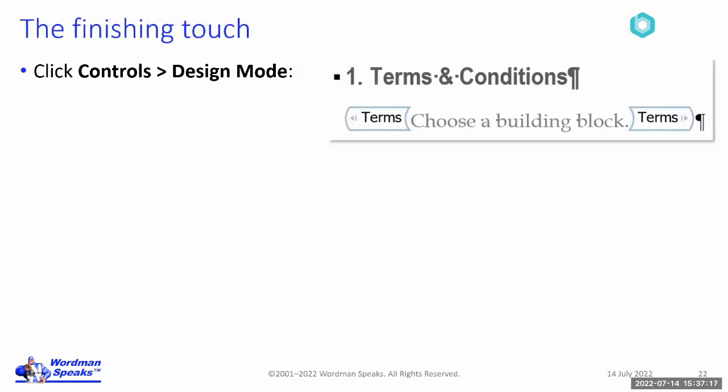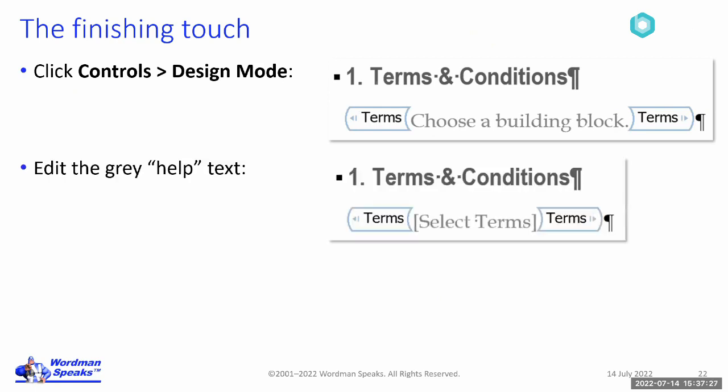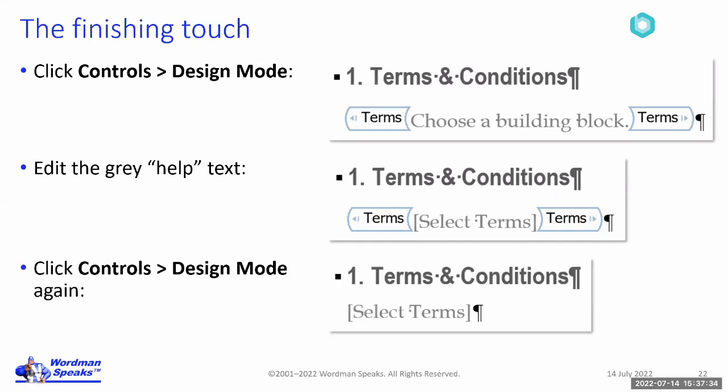So that's how it's going to look now. We can click on design mode, which allows us to change the so-called ghost text, choose a building block, in the middle. We can change that to say select terms. And then that's what it looks like. So isn't that cool, right? That's how it looks in the document.